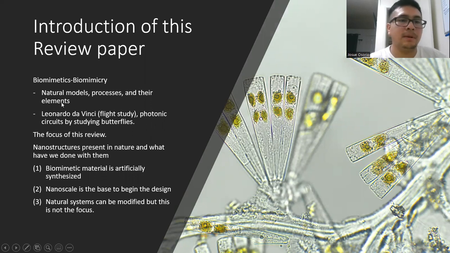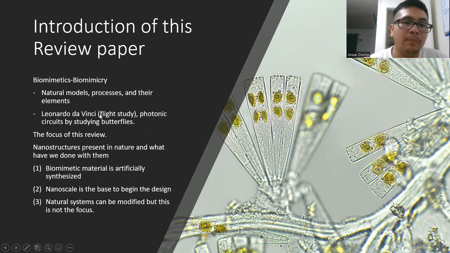Okay. But nature uses natural models, processes, and different chemical elements, and they do it in a different way. Every animal does things in a different way. For example, Leonardo da Vinci, he really looked at how birds fly, and then he got inspiration from them. So that is just biomimicry.